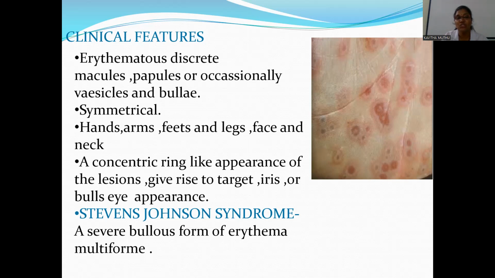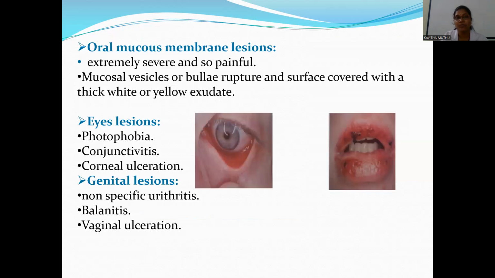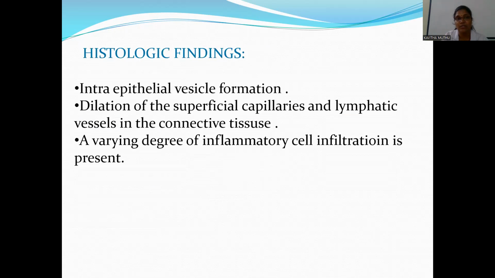It is called Stevens-Johnson syndrome, a severe form of erythema multiforme. The mucous membrane lesions include vesicles and bullae, which rupture to form ulcers with a white or yellow exudate coverage. It is extremely severe and so painful. Eye lesions include photophobia, conjunctivitis, and corneal ulceration. Genital lesions include non-specific urethritis, balanitis, and vaginal ulceration.